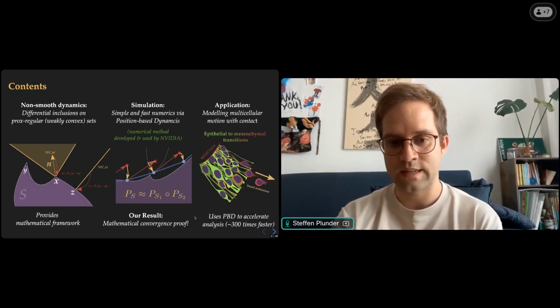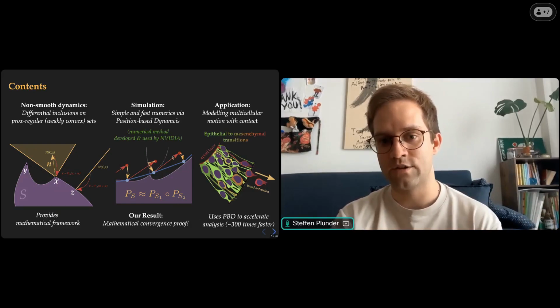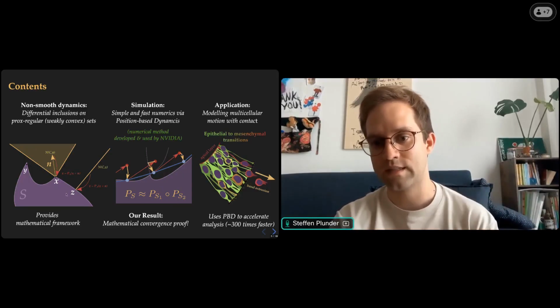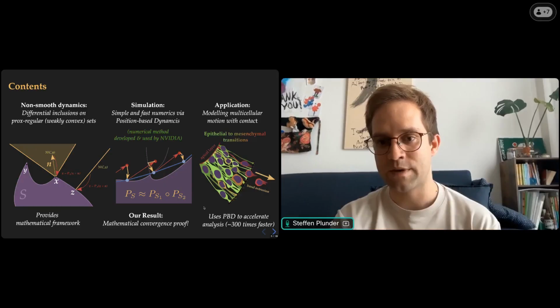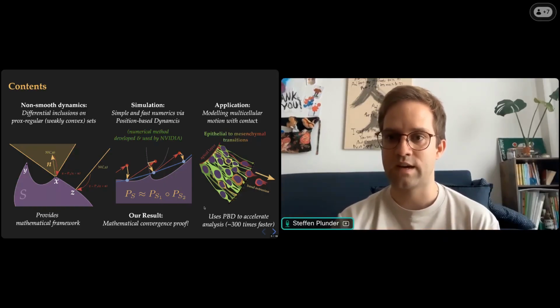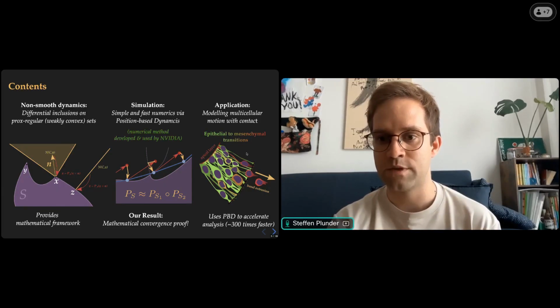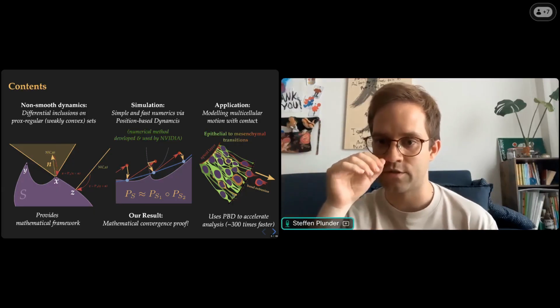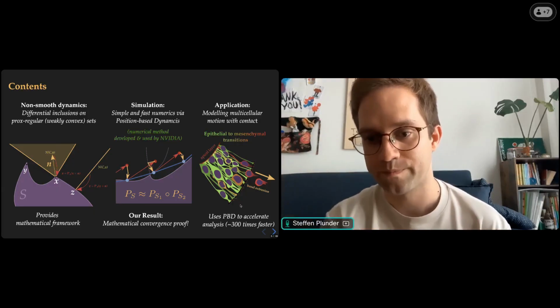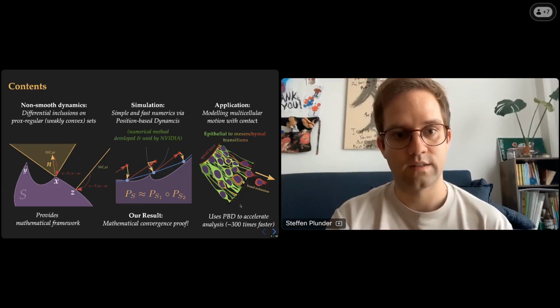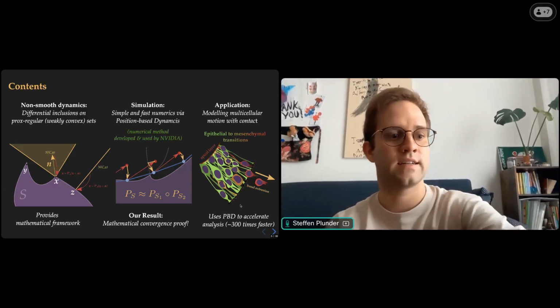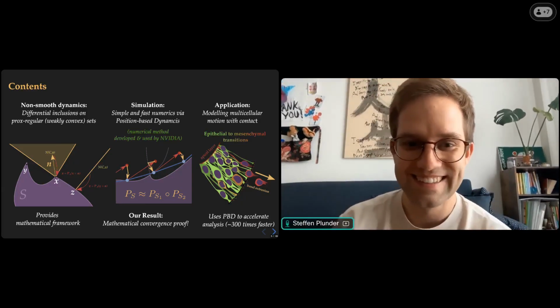In some sense, the key result is that we could show this numerical method works using the theory of non-smooth dynamics. And this method was much, much faster than alternative methods for simulating such a tissue with a crowded environment. Yeah, so that's the plan. Let's start with the mathematics.